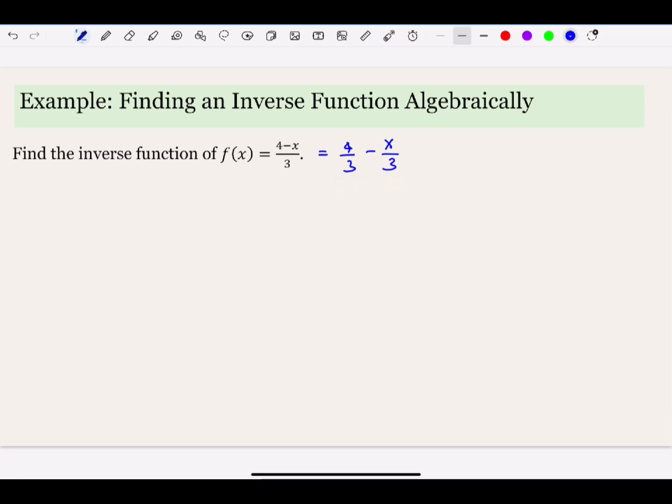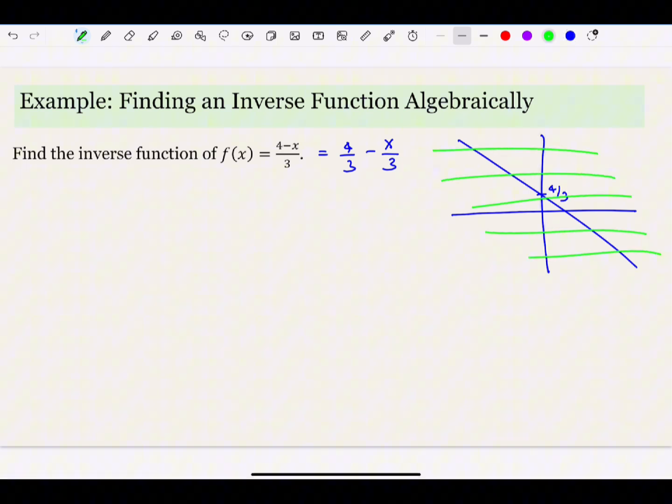horizontal line test. So let me sketch this here. So the intercept is going to be 4 over 3. It will be somewhere here, and the line will be something like this. So you can use your calculator to sketch this, and if you try to draw some horizontal lines, all the lines will intersect with the graph only one time. So this is 1 to 1, which means you can find the inverse of this function.